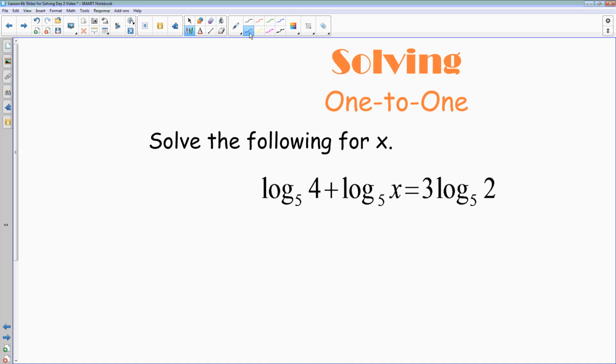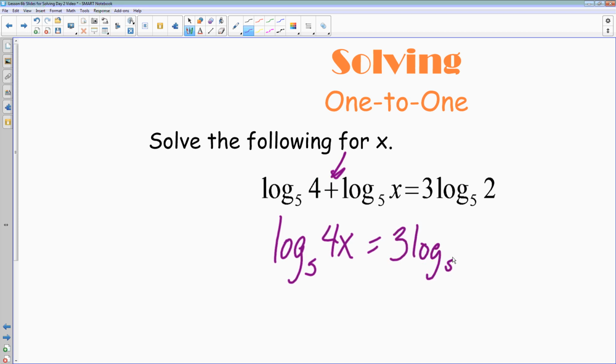With this particular problem, we have log base 5 of 4 plus log base 5 of x equals 3 log base 5 of 2. Because we see that plus sign in between, we should remember that that's our product property. So we can combine these by multiplying what's inside our log. It's going to be log base 5 of 4x equals 3 log base 5 of 2.